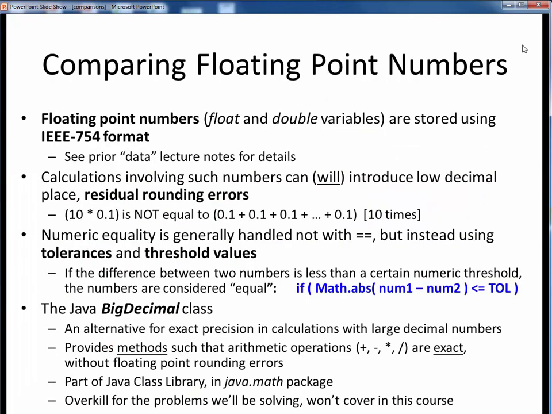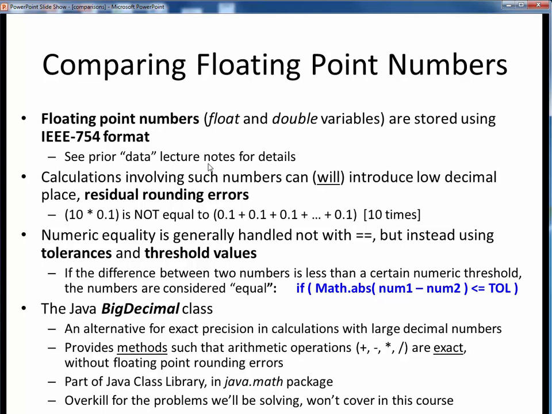We'll also have the need to compare values of floating point numbers, such as floats and doubles, in our programs. And making these comparisons properly isn't as easy as it was for plain old integers. Remember that when we introduced the float and double data types, we also said that they were stored in a particular IEEE 754 format, which represented a trade-off between range and accuracy. You can go back to your earlier data lecture notes if you want to refresh your memory on this.